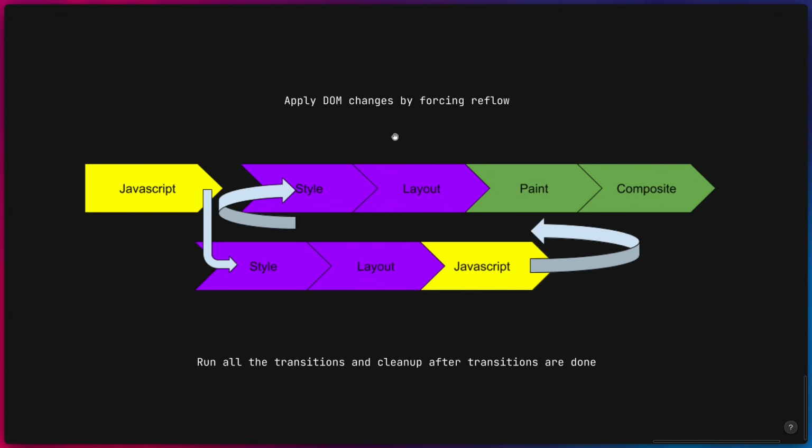So basically in your browser, this is how layout works. You have JavaScript, style, layout, paint, and compositing. To apply the DOM changes instantly, we're going to use JavaScript in this step. So where you have style, layout, JavaScript, we're going to use JavaScript to read the dimensions of the document. This is going to put us back into this step, so the browser doesn't batch the updates. And then we're going to run all of the transitions and clean up after the transitions are done. Alright, so all of this is going to make more sense when you look at the code.